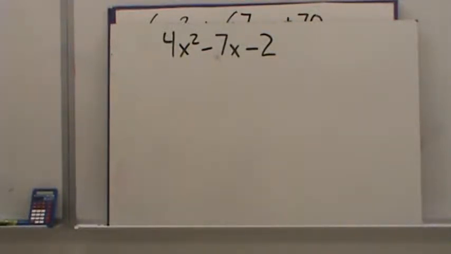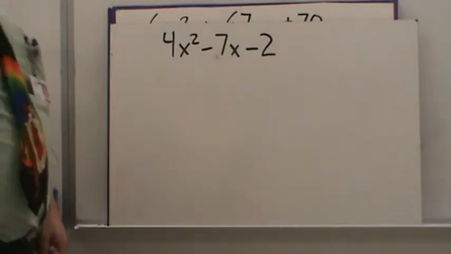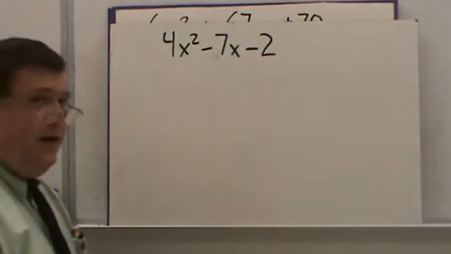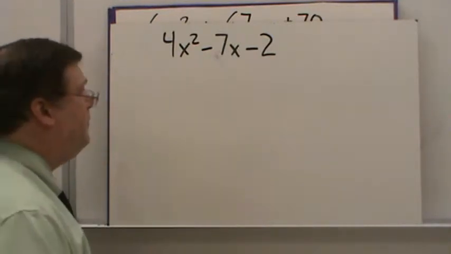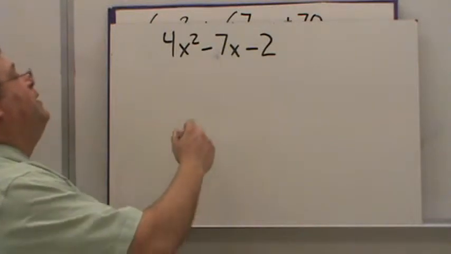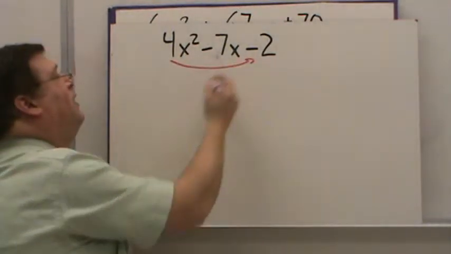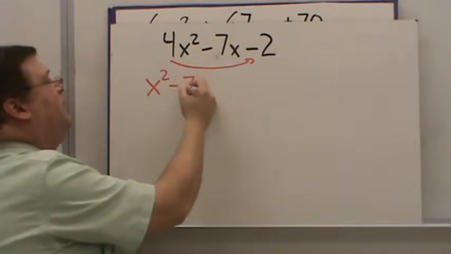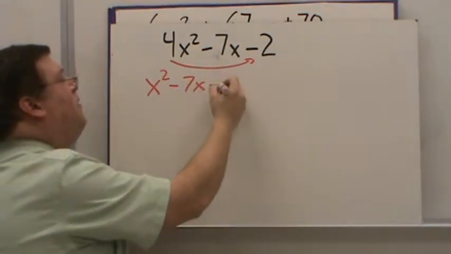Hello, the subject of this video is to go over examples of factoring quadratics that have a coefficient in front of the x squared other than 1. So start off with this one. Doing the AC method, I would multiply 4 times negative 2, and this would become x squared minus 7x minus 8.